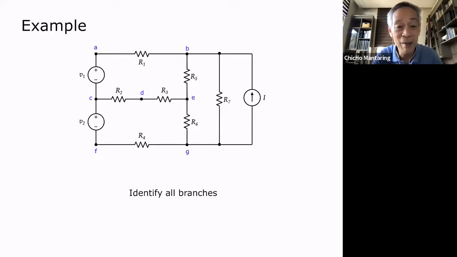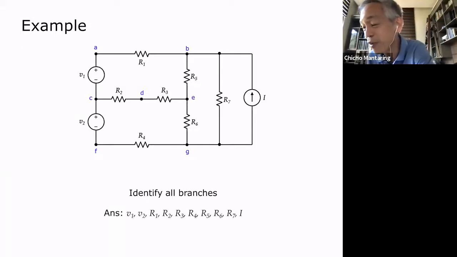No? So may tamang sagot, ano? May nagsabing 10. Okay. So these are all the branches: V1, V2, R1, R2, R3, R4, R5, R6, R7, and I. Those are all your branches.